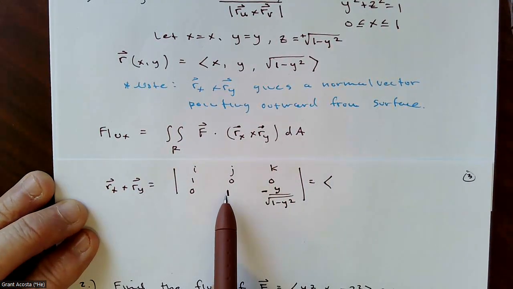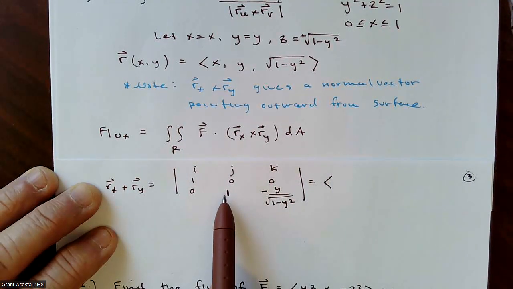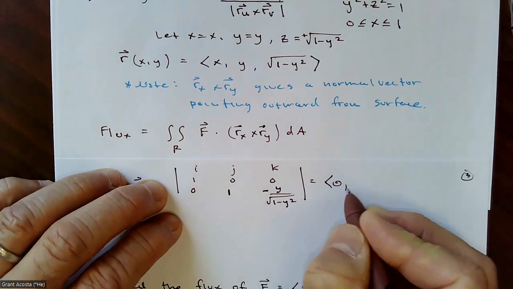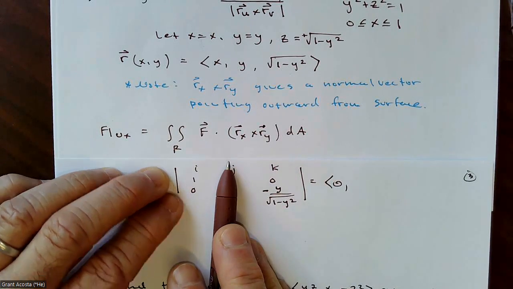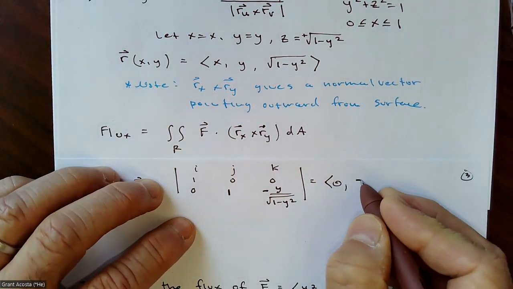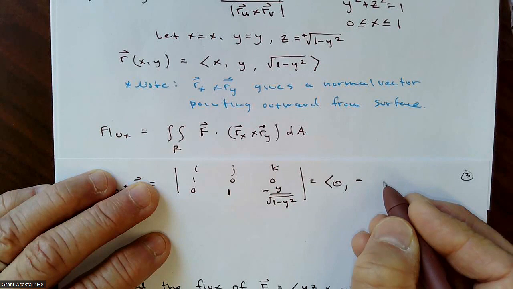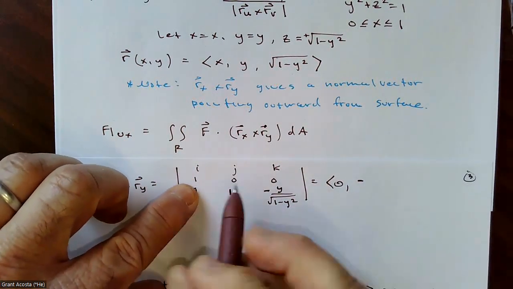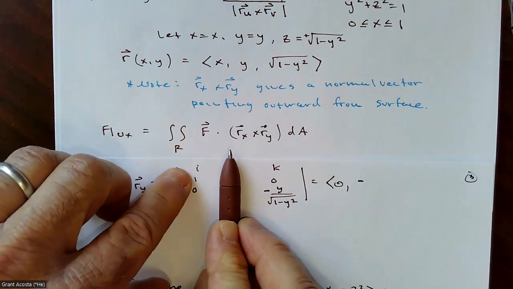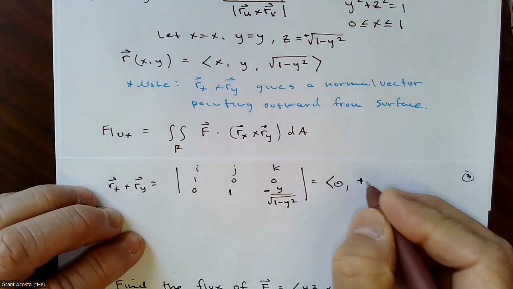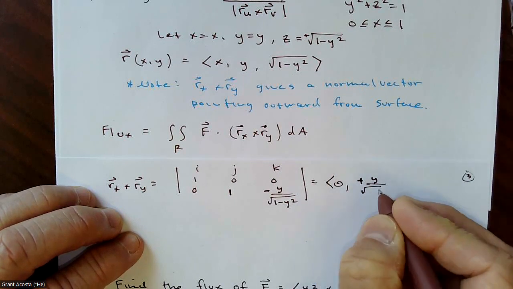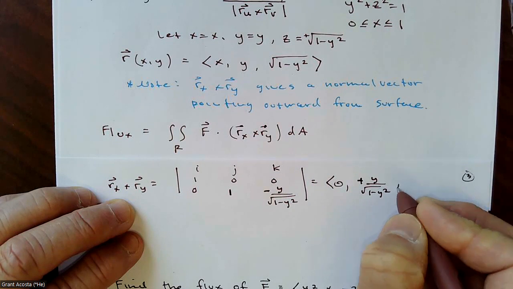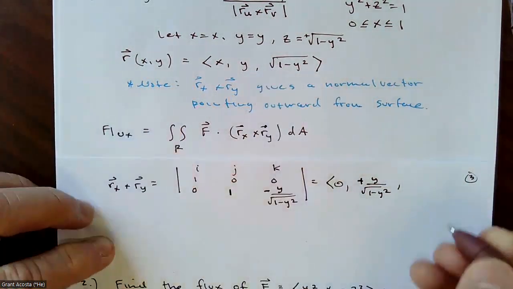So I end up getting for my cross product 0, negative... oh no, but it's negative. You're supposed to be the negative already. Okay, so that's going to be the negative of negative. So that's going to actually be positive y over the square root of 1 minus y squared. Remember, the middle term gets a negative automatically. And then for my z, I'm just going to get 1.